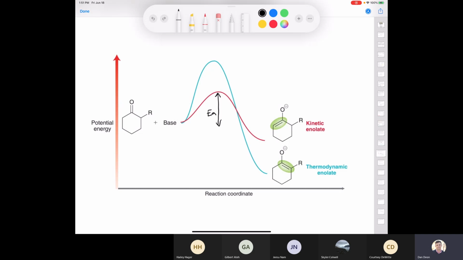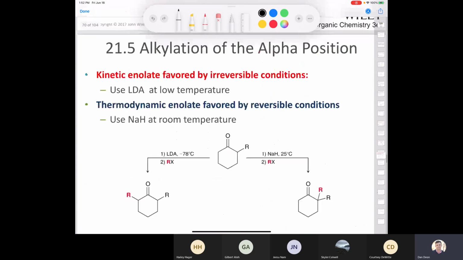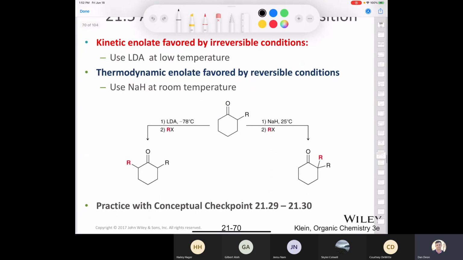So what does that mean? Okay, what does that mean? How do we control this deprotonation so that we get either the kinetic or the thermodynamic enolate? Well, what we do is this, okay? The kinetic enolate is going to be favored by irreversible conditions. You just rip off a proton at low temperature, and there's no driving force to make the thermodynamic product. So in that case, you would use LDA at low temperature.